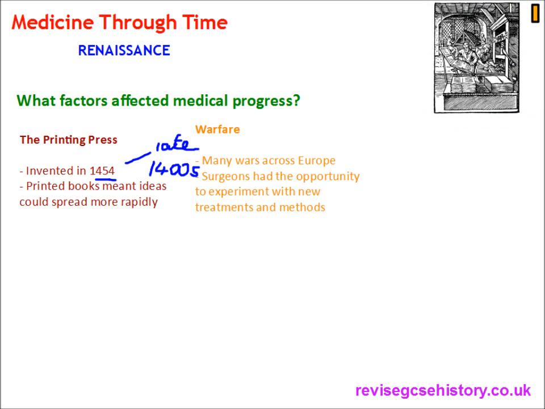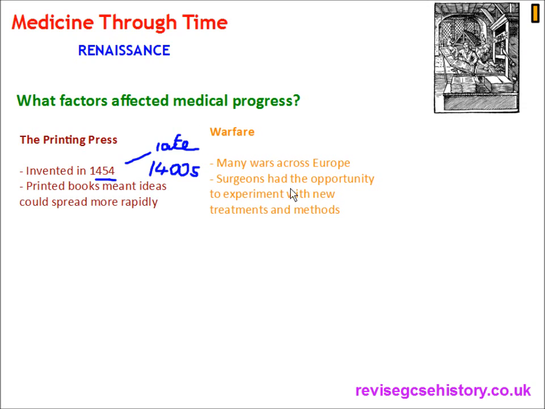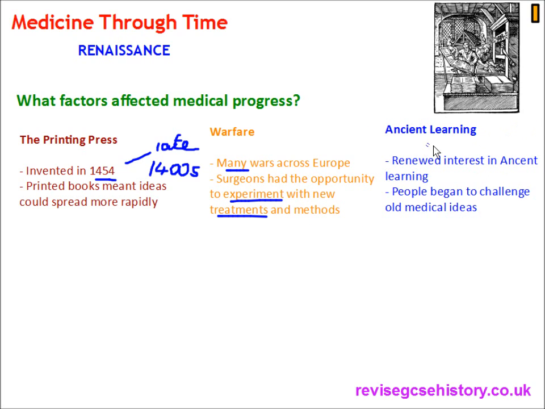The second factor that affected medical progress is warfare. There were many wars across Europe during the Middle Ages, and surgeons had the opportunity to experiment with new treatments and methods. Another factor is ancient learning. There was a renewed interest in ancient learning during the Renaissance. People began to challenge old medical ideas.